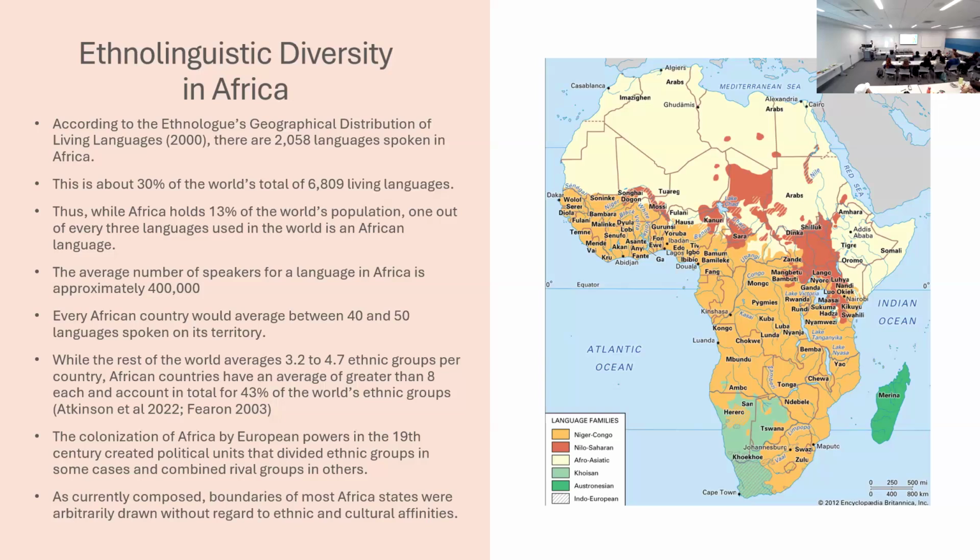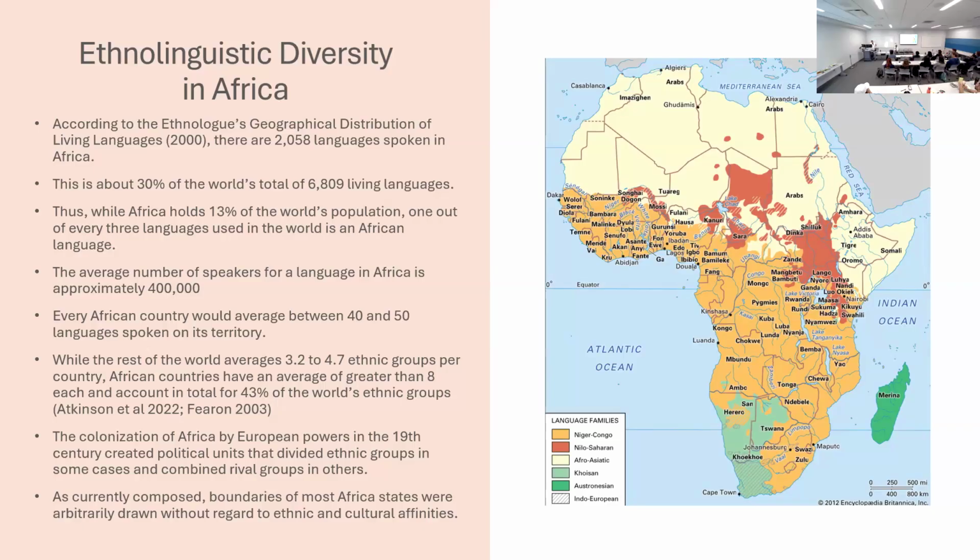To compound this, the colonization of Africa by European powers in the 19th century created political units that divided ethnic groups, and in some cases, even combined rival groups within certain countries. So the knee-jerk reaction that the rest of the world had to conflict in Africa was: you've got a lot of ethno-linguistic diversity, and because you have all this diversity, they just don't get along and they fight. Is it that simple? When you look at this critically, that's not it. You'll see there's more involved here.